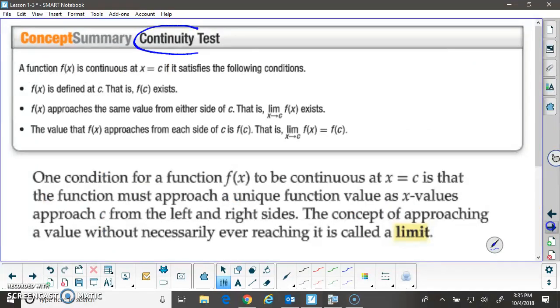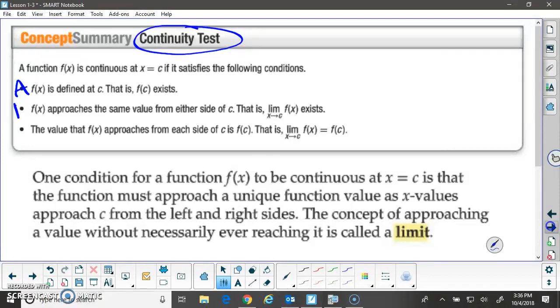A continuity test has 3 parts to it. The first part is you have to show that the function is defined at C. I like to call this step A. If the function is defined at C, that's your first part of the continuity test. Now, how do you know if the function is defined at C? You simply put the value C into the function.